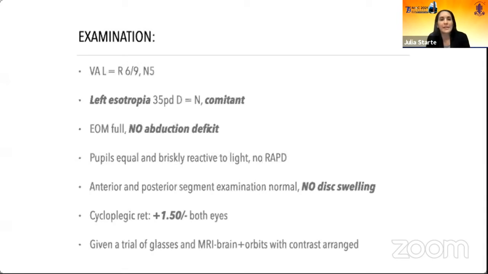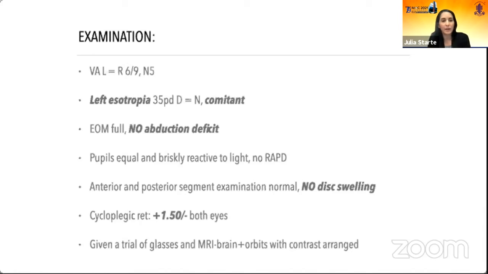Her visual acuity for distance and near was normal for her age. She had a 35 prism diopter left esotropia, which was comitant and equal for distance and near. Her ductions were full. Her pupils were normal. Her anterior and posterior segment examination was also normal, and she definitely didn't have disc swelling.